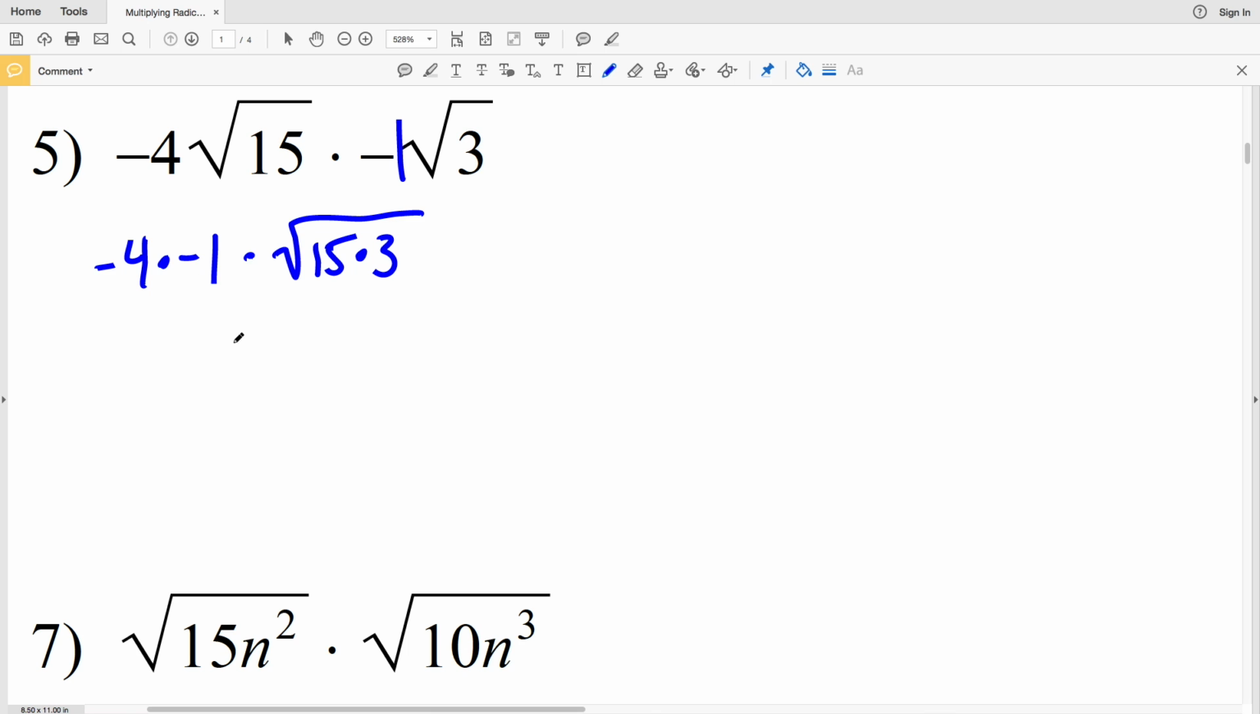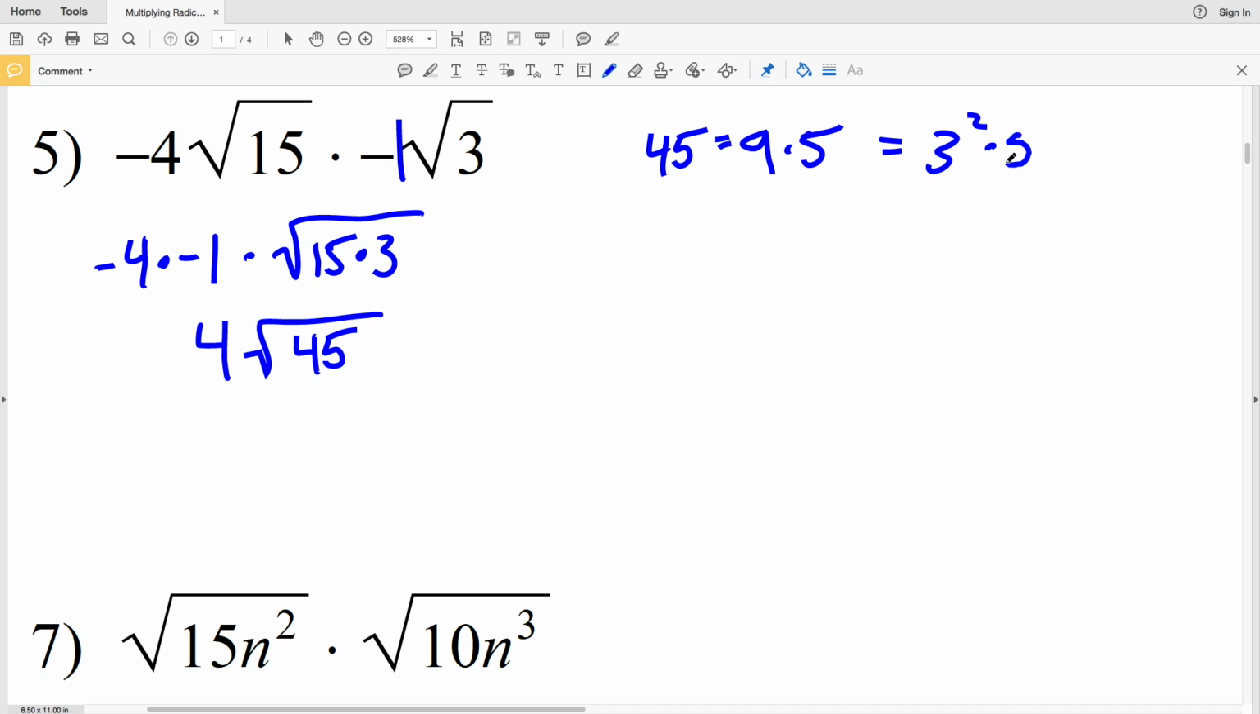Negative 4 times negative 1 is a positive 4. So I'll have 4 times the square root of 15 times 3, which is 45. Now 45, I know that the largest perfect square is 9. 9 times 5 is 45. So 9 is the largest perfect square that's a multiple of 45. So I'll rewrite 9 as 3 squared times 5.